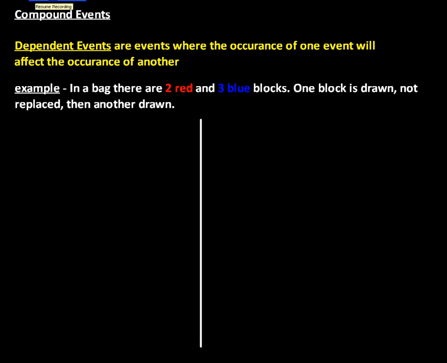Hey guys, we've had a look at independent events and we've found a couple of mathematical relationships that was helpful. So now we're having a look at dependent events. And of course, that just means that when one event occurs, it will directly affect the occurrence of another. So we're going to have a look at a couple of examples here.